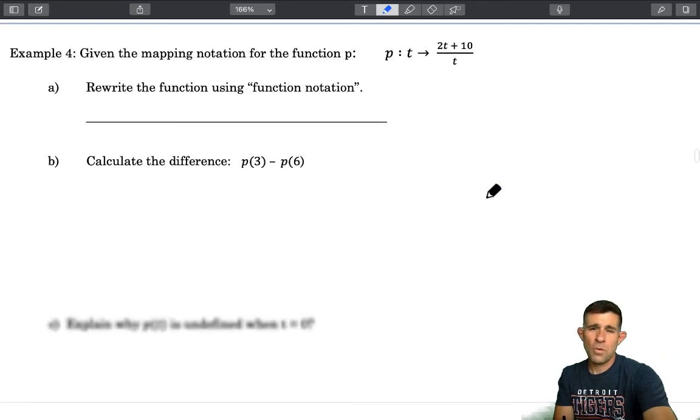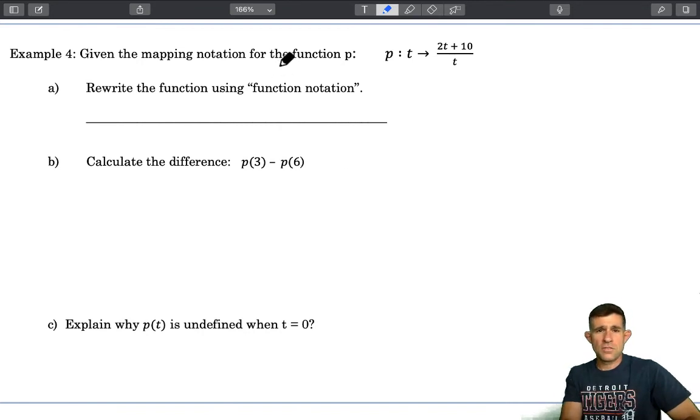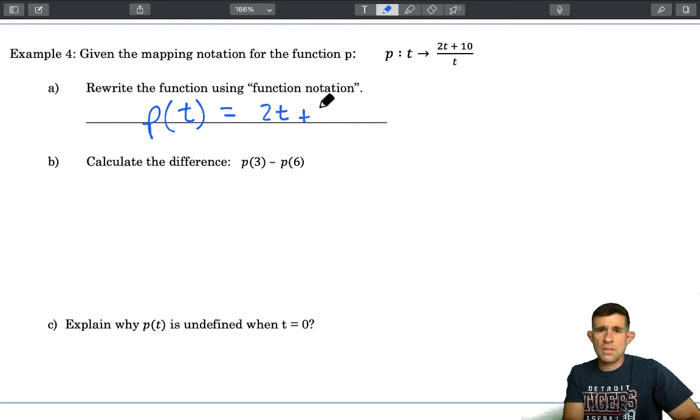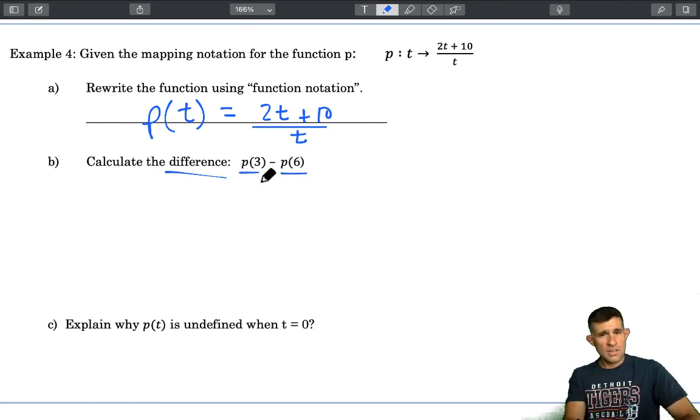All right, example 4 says given the mapping notation for the function p maps t onto 2 times t plus 10 over t, we want to rewrite that function using function notation. So copying those letters down, I'm going to say p of t is equal to 2 times t plus 10 all divided by t. Now we want to calculate the difference for p of 3 minus p of 6. So the tricky thing is here, we're going to actually have to evaluate this equation twice, once for the input 3 and once for the input 6, and then we will subtract their amounts.